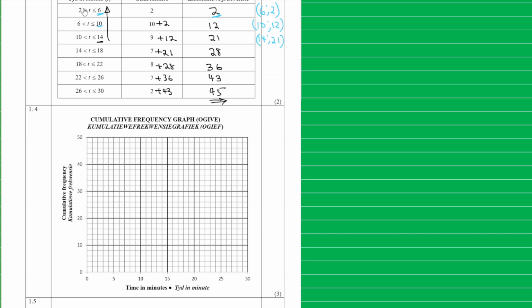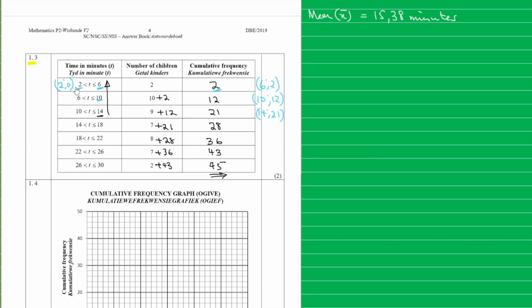So it's always upper limit and your cumulative frequency. But in the first class interval, the 2 here, you must connect it to the x-axis. In other words, take that one to be a 2, 0. Okay? So take that when you connect that to a lower limit. So the first point is a 2, 0. So remember this. In the first interval, the class interval, you have to plot 2 points.